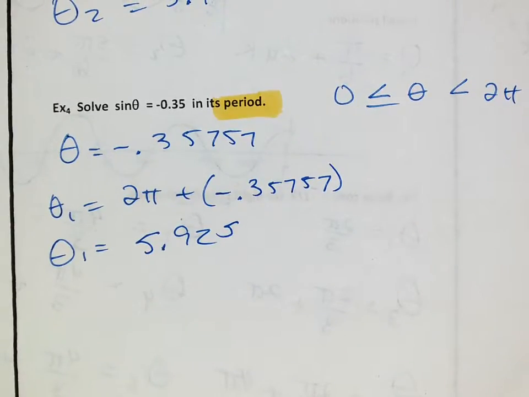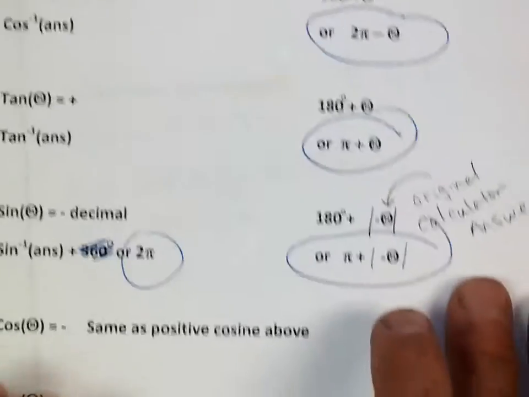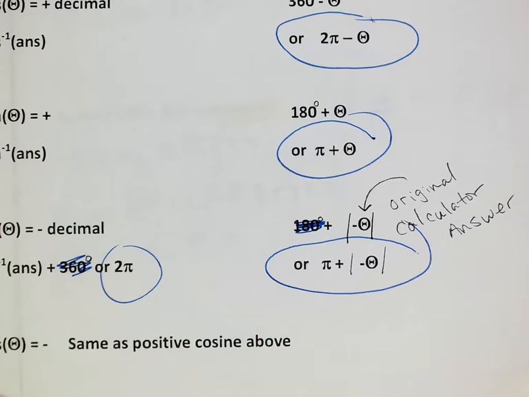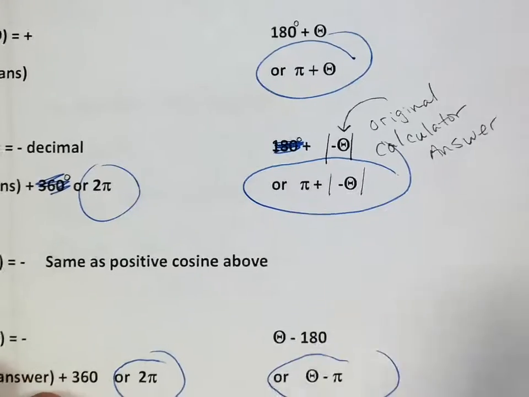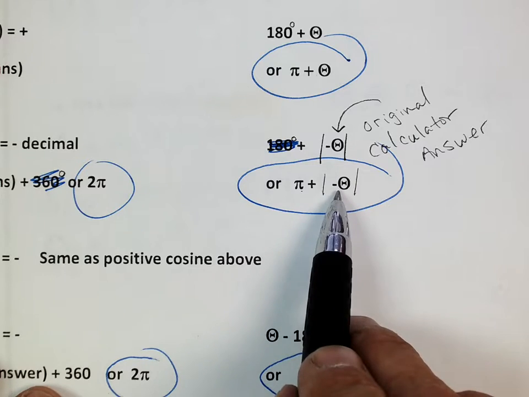Again, we said there's normally 2 answers. So there's one answer. How do you find the other? Well, that's why you use this chart. Here's my chart, and I can scribble out this 180 because we're not going to do any radians, or degrees. It says take pi plus the absolute value of your original calculator answer.